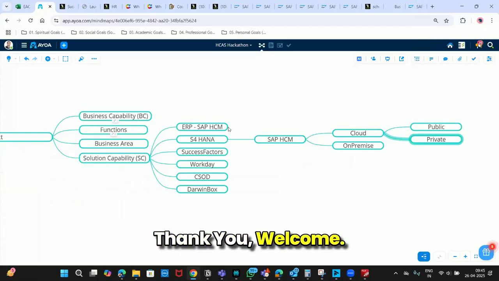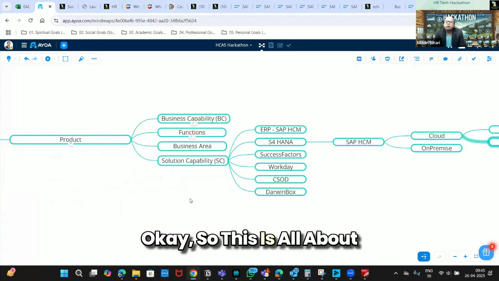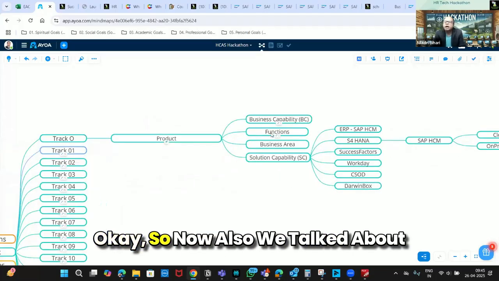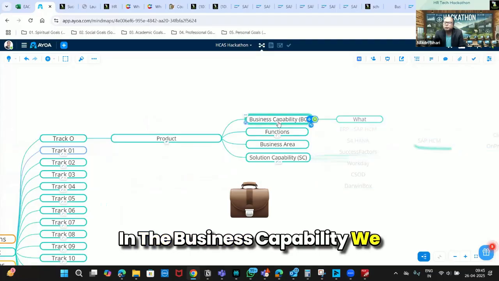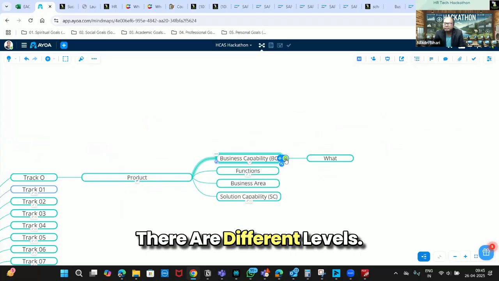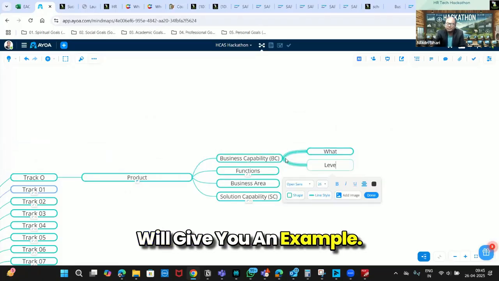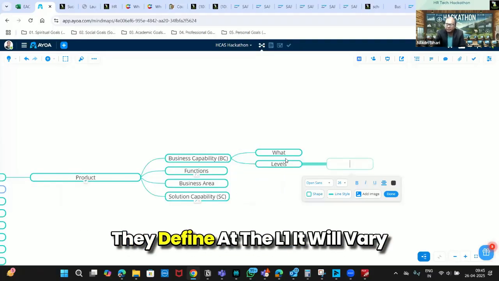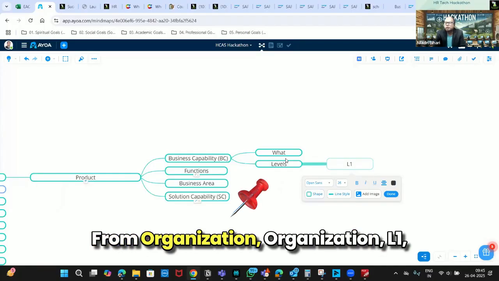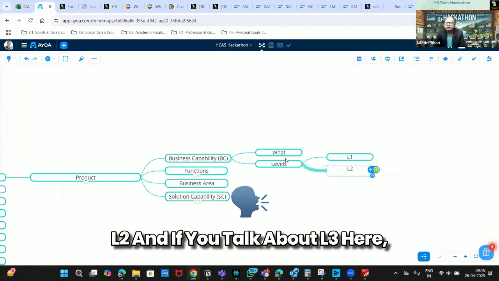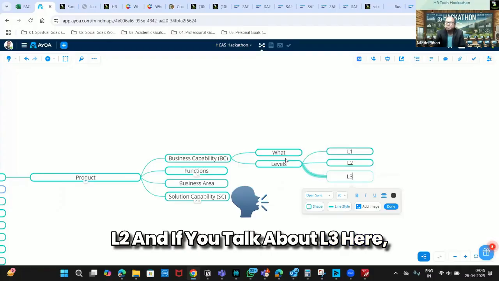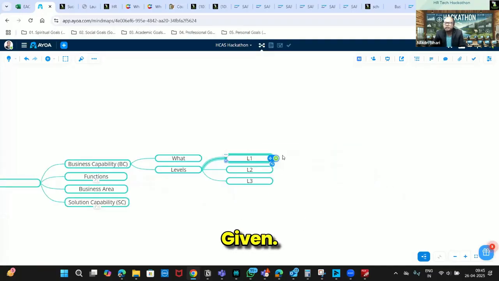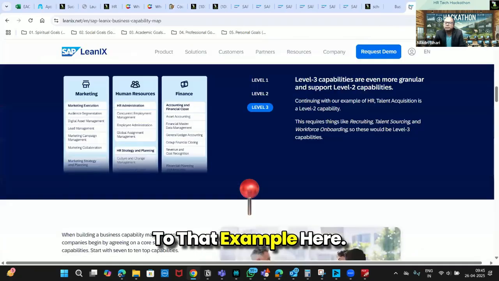Thank you. Welcome. So this is all about the solution capability from the product perspective. Now, in the business capability, we talked about L1, L2, L3. There are different levels. Levels are subjective, by the way. Depending upon the organization, what they define at L1 will vary from organization to organization. I'm giving an example, so I will go back to the example which I had given.